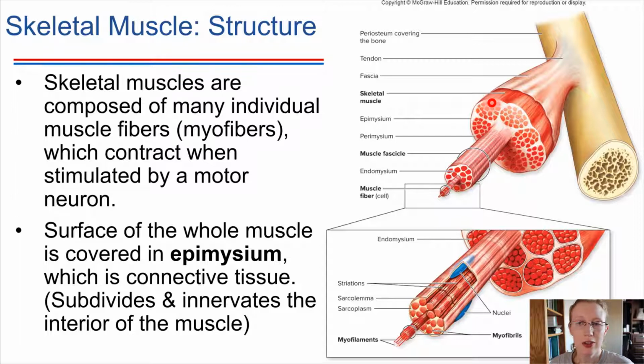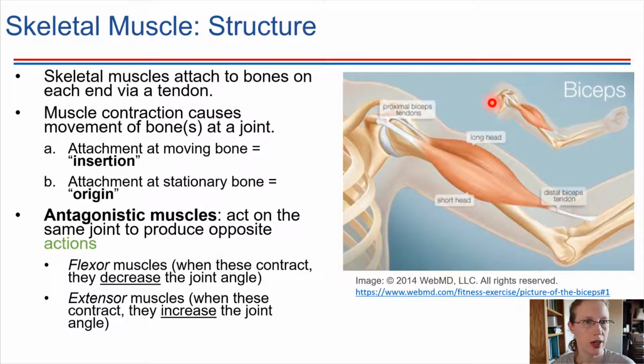And each of those muscle fibers, individual cells, is a cell, so it has the normal organelles that cells do, but it also has special organelles called myofibrils. And the myofibrils are what allow muscle cells to contract. So we will be looking at myofibril structure in detail in just a minute. Let's go ahead on to the next slide here.